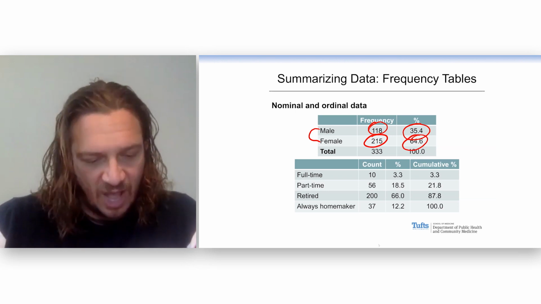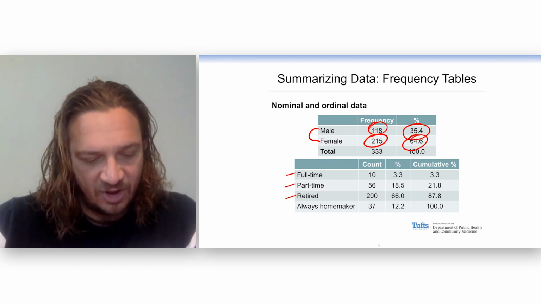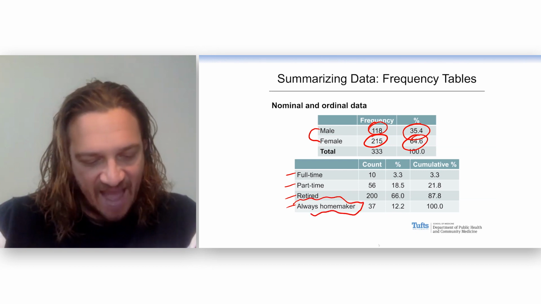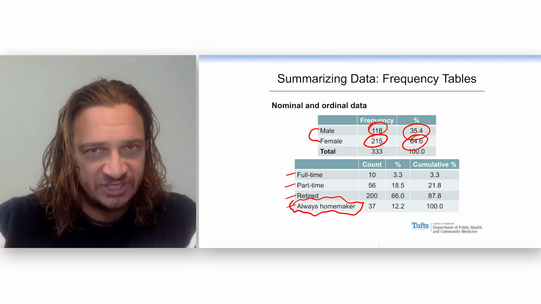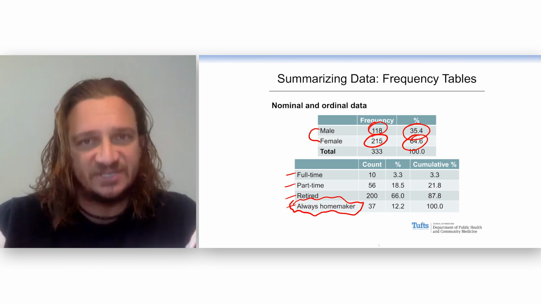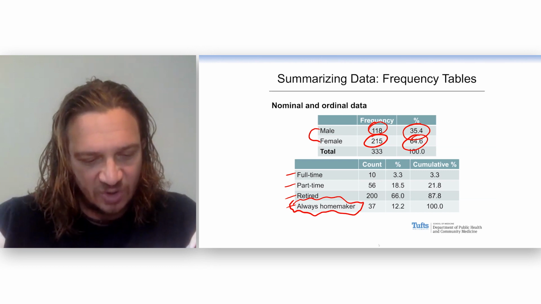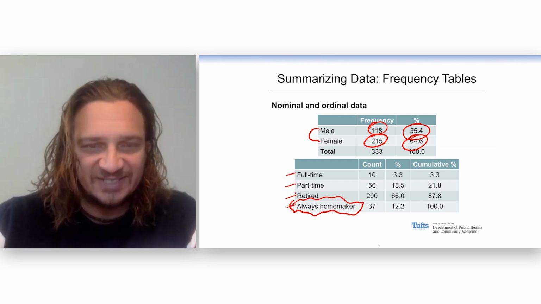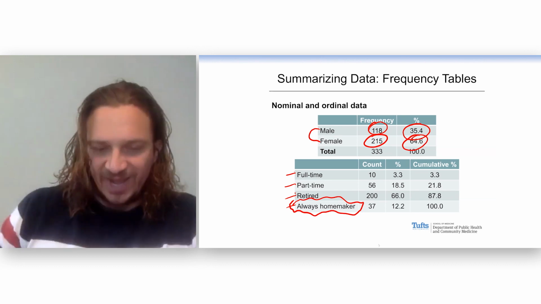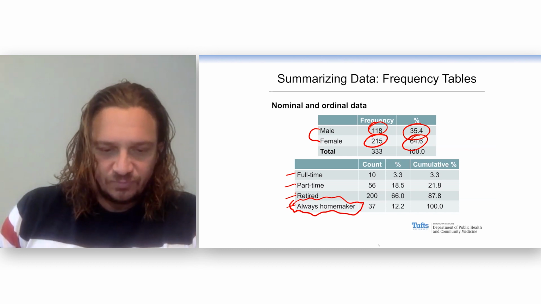Here's a variable on work status: full-time, part-time, retired, always homemaker. I personally didn't like this category when we wrote these questions, but we said this is how this population identifies, and so this is how we need to ask this question. So again, what type of variable is this? Some sort of nominal variable. You fall into these categories, which are defined by name only.